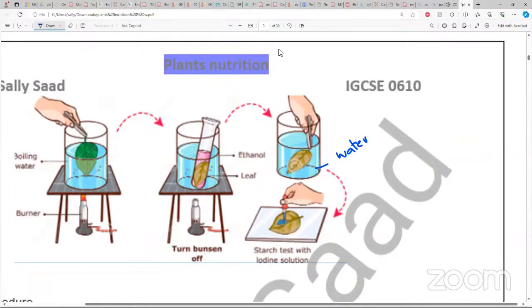After the ethanol, the leaf is fragile and easily broken. So now when I put it in water, it will not be fragile, so we can use it. The leaf is now ready for the iodine test, so we can test it and we can see a blue-black color if there is starch.